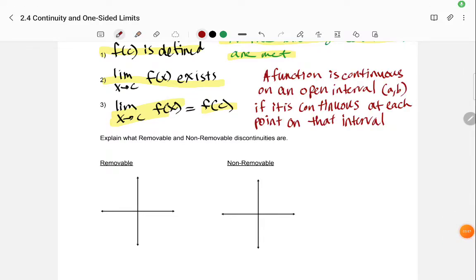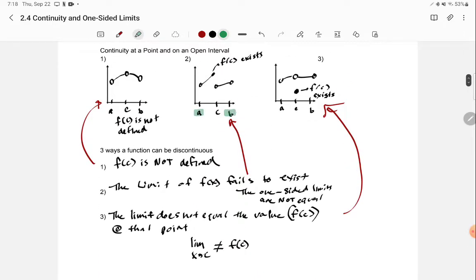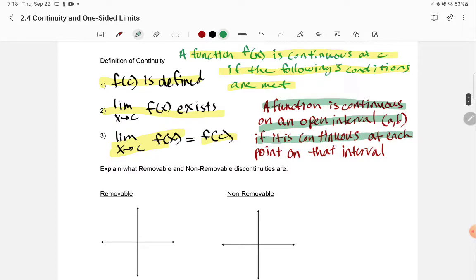And so looking here in the red, this is just a statement summing everything up. It says a function is continuous on an open interval AB. So we went from A to B, and you're studying that function only from A to B, if it is continuous at each point on that interval. So every single point on the interval, it has to be continuous.